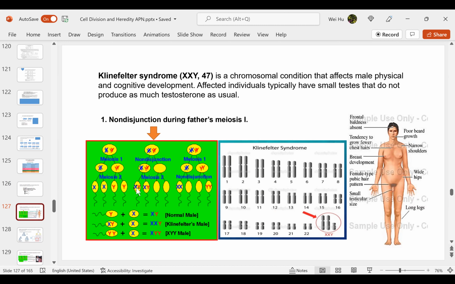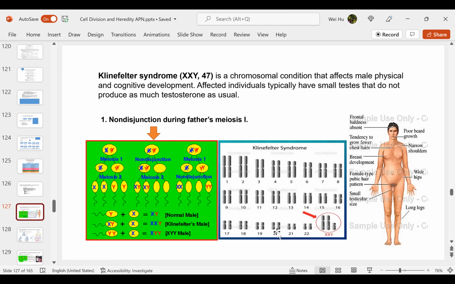Then they divide again in meiosis 2. You can see these 2 sperm have XY, and this one has no X, no Y. So how many chromosomes will this one have? 24, correct, because they have X and Y. This one only has 22. Now suppose this XY sperm fertilizes an X egg. They generate an XXY man.